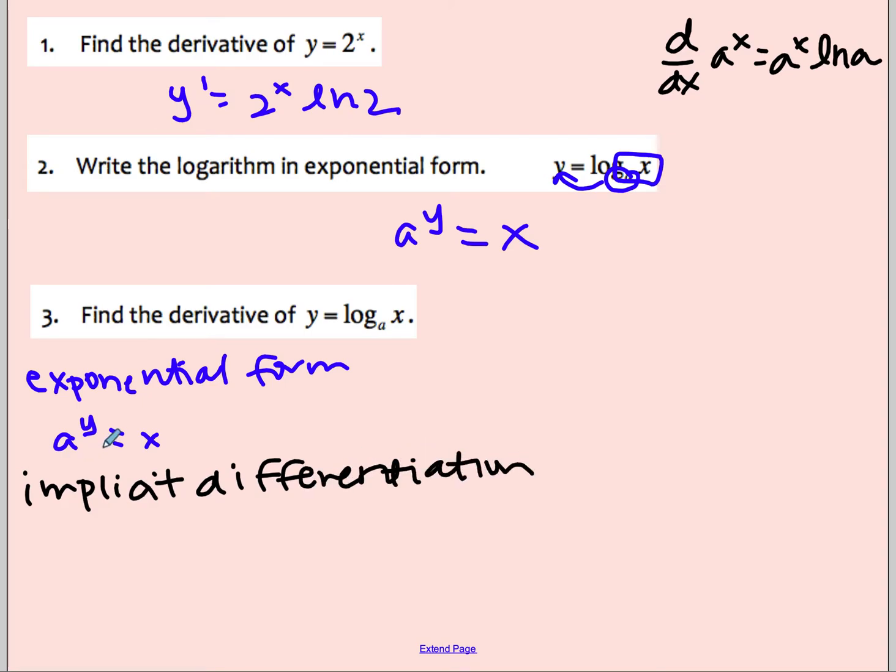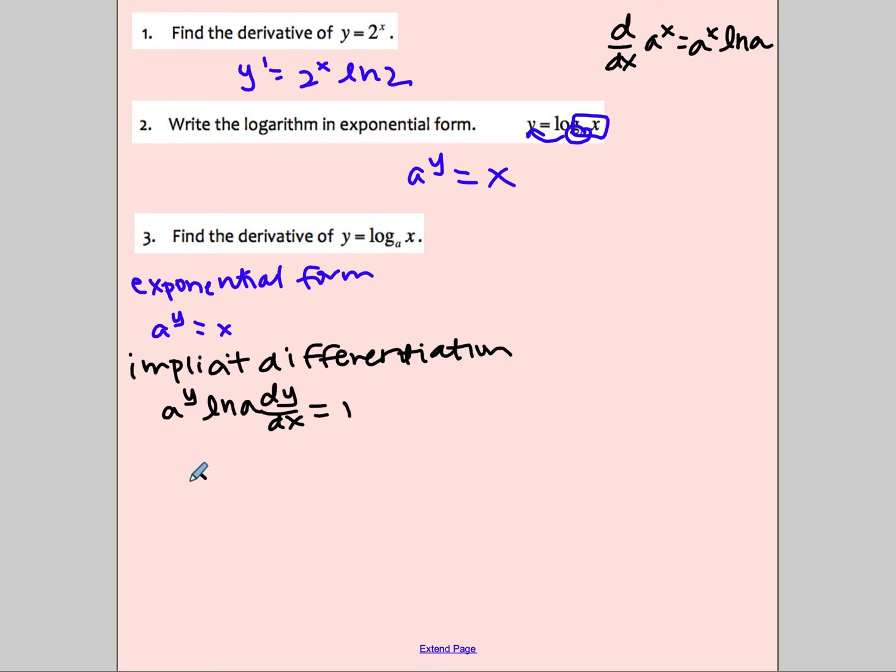I'm going to take the derivative of a to the y. So a is some number, so it'd be a to the y ln of a. Now here's the thing. It's implicit, and I took the derivative of a y, so every time you do that, you must write dy dx. So we have a to the y ln of a times dy dx, and now we take the derivative of x, which will be 1. As you know with implicit, our goal is to get dy dx by itself. So I have dy dx equals 1 over a to the y ln of a.